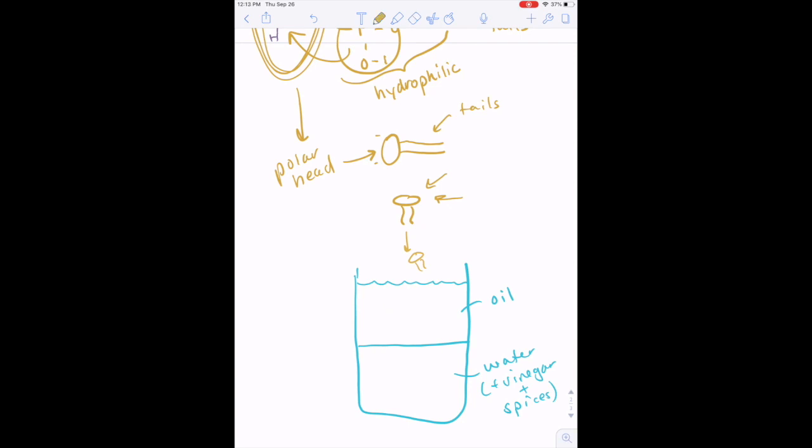All right, but if it goes into the water, I'll draw it a little bit bigger. If it goes into the water, the polar head is like, oh, I'm so happy. This polar head, it loves the water. It is hydrophilic. It's going to be very happy in the water. But these hydrophobic tails down here, they're like, man, we are hydrophobic. We're like mixing oil with water. We hate water. They are miserable down here. They hate it.